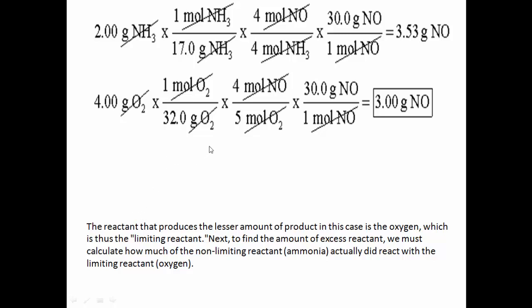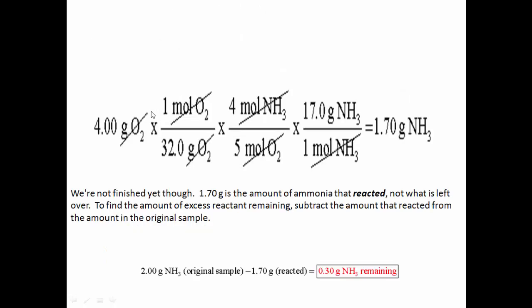The reactant species which produces the less product will always be the limiting reagent. So in this case, O2 is the limiting reagent, and the reactant which produces more product will be the excess reagent, and it will be left after the reaction is completed. So in this case, ammonia is the non-limiting reagent, and now we have to find the amount of ammonia left after the reaction is completed.